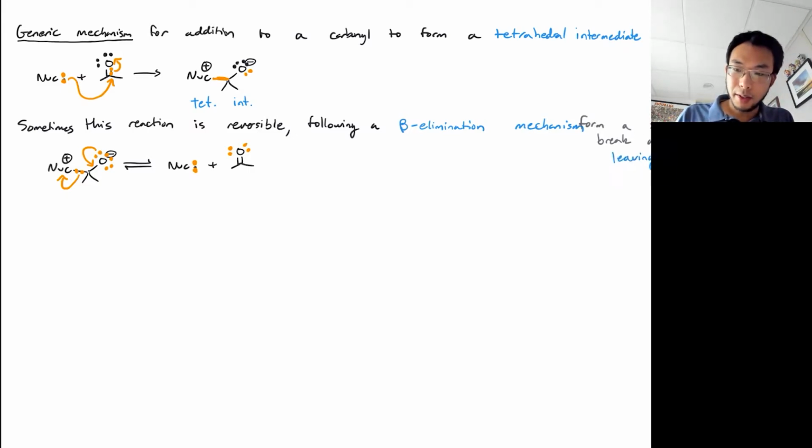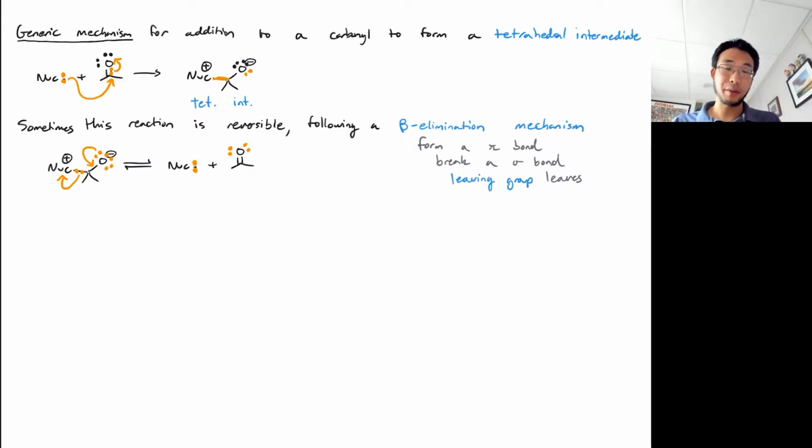So here, just to summarize what's happening in a beta elimination reaction, this is the general term we use for a case where we see a pair of electrons collapse down to form a pi bond, at the same time breaking a sigma bond by pushing that sigma bond out of the way. That's only made possible by the fact that there is a group that leaves, and we call that the leaving group. In this case, this group right here is our leaving group.